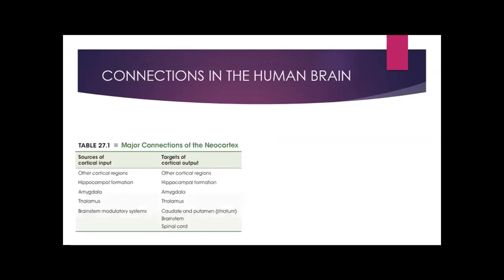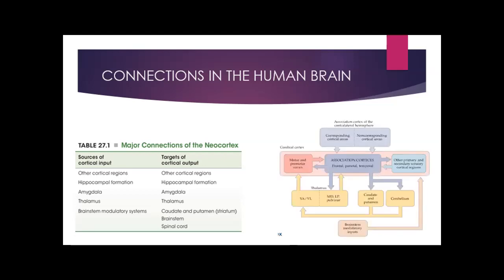The major connections on the neocortex. Input are received from other cortical regions, hippocampal information, amygdala, thalamus, and brainstem modulatory systems, while output is given to other cortical regions, hippocampal formation, amygdala, thalamus, caudate and putamen, brainstem, and spinal cord.